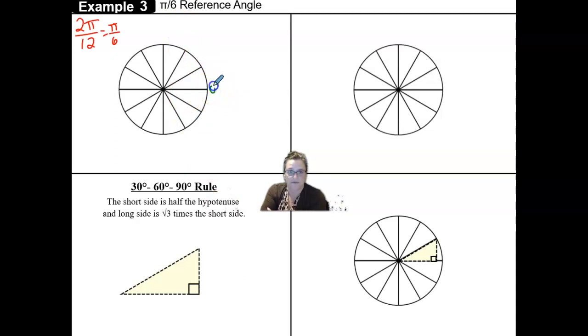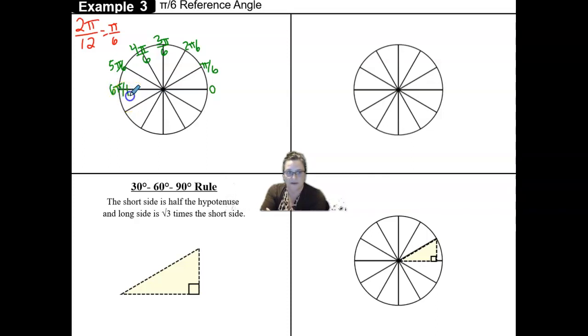So starting at 0 radians, this would be 1 pi over 6, 2 pi over 6, which reduces to pi over 3, then 3 pi over 6, which reduces to pi over 2, 4 pi over 6, which reduces to 2 pi over 3, then 5 pi over 6, 6 pi over 6 reduces to pi radians.